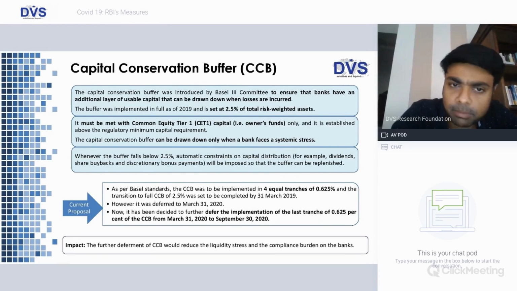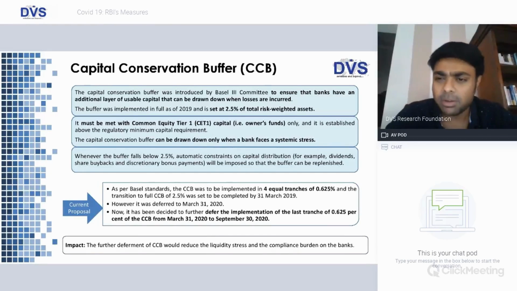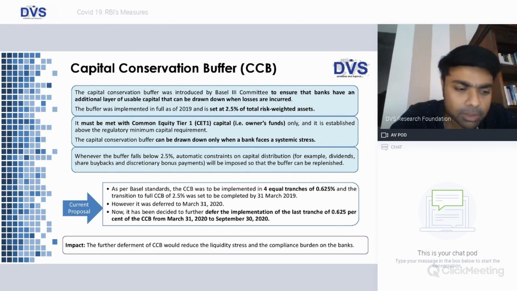The capital conservation buffer was introduced by the Basel III committee to ensure that banks have an additional layer of usable capital that can be drawn when losses are incurred. One of the largest problems which we are facing throughout is capitalization. There was a study by Mr. Arvind Subramaniam, a paper which we also had a discussion on, where I believe out of 54 banking institutions in India, almost 28, more than half, have an extent of capital that is lower than the amount of NPAs.